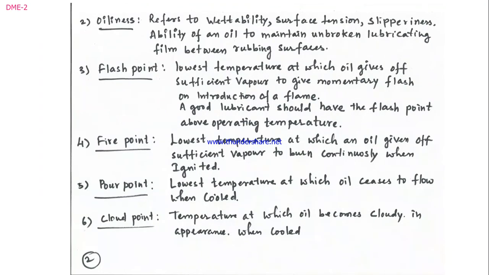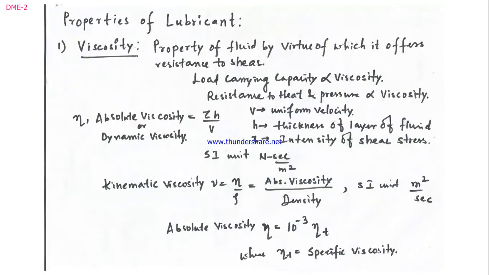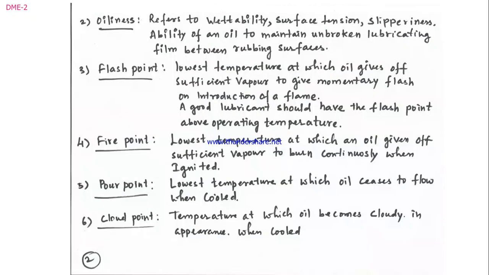The last one is a cloud point, temperature at which oil becomes cloudy in appearance when cooled. Okay. So these are the 6 properties which you should make note of. The properties of lubricant: viscosity, oiliness, flash point, fire point, pour point and cloud point.